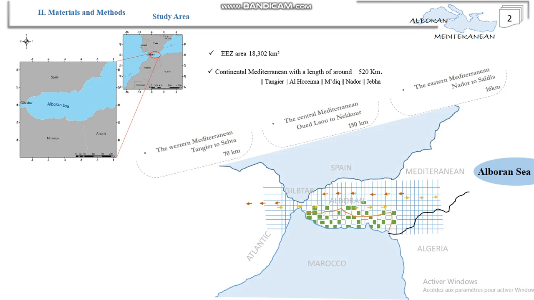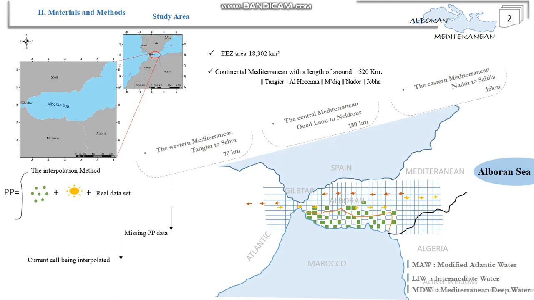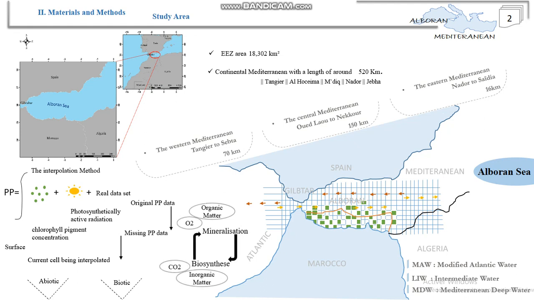So let's have a look now at the estimation of the primary production, which is generally calculated by the interpolation method, which means the integral of the concentration of the chlorophyll pigment in this surface, plus the photosynthetically active radiation, and some real data that we get by measurement. Usually this primary production is the result of the interactions between the biotic and abiotic factors due to the two processes of mineralization and biosynthesis.